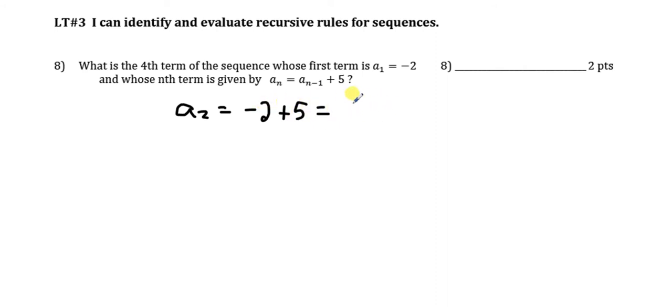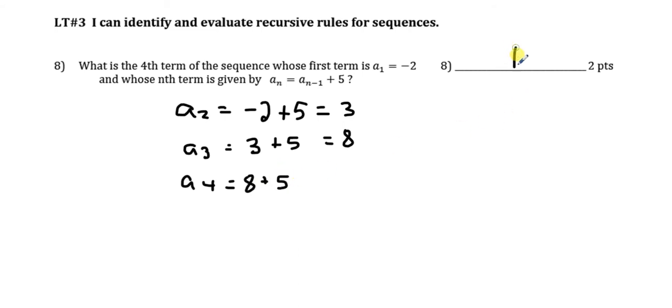So we got negative 2 plus 5, we have 3. And then a3, we have the term before it, which is 3 now. We use a2, 3 plus 5, which is 8. And a4 is equal to the term before it, which is 8 plus 5. So our answer is 13. All right, question number 9.